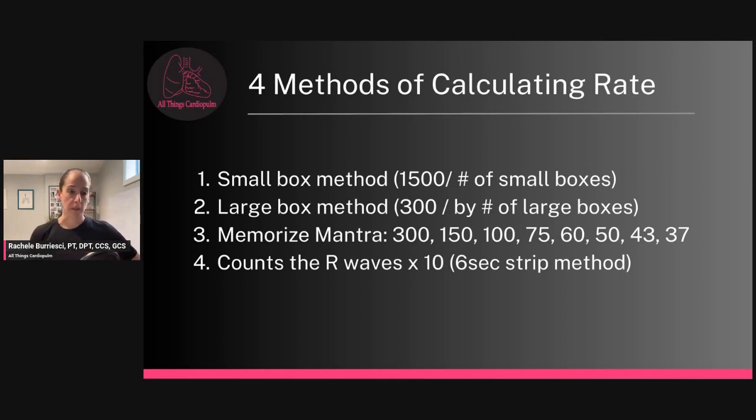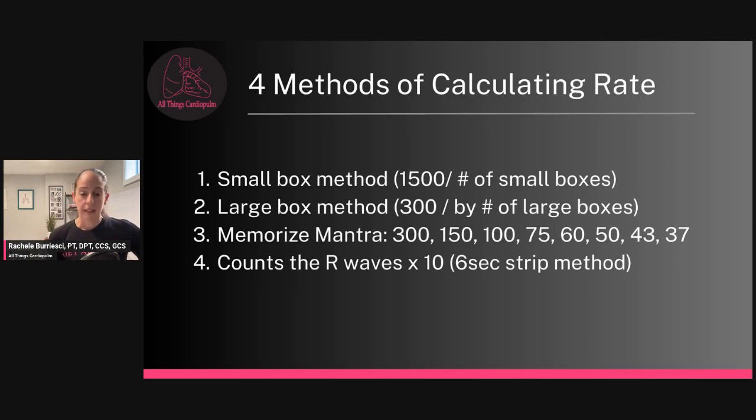The first one is the small box method. And essentially what you're going to do is divide the number 1500 by the number of small boxes in between 2 R waves. This is like the most accurate, but you have to have a calculator because I don't know about you, but dividing anything by 1500 makes my brain just stop at this point in life. But it is the most accurate. The second method is called the large box method. And essentially you're going to do the same thing, except you're going to divide 300 by the number of large boxes between 2 R waves.